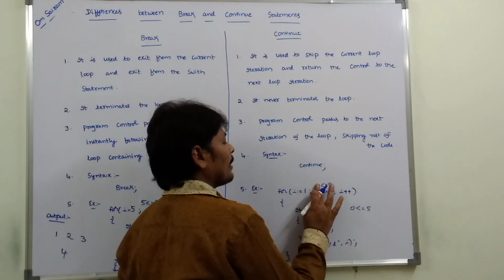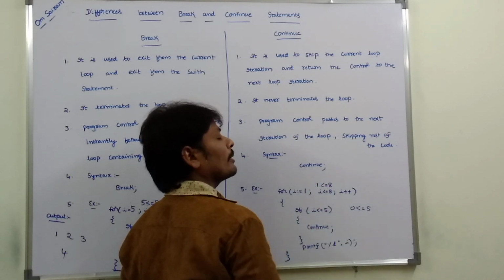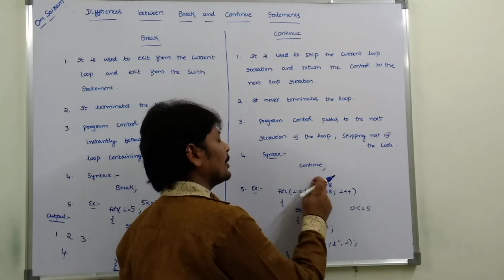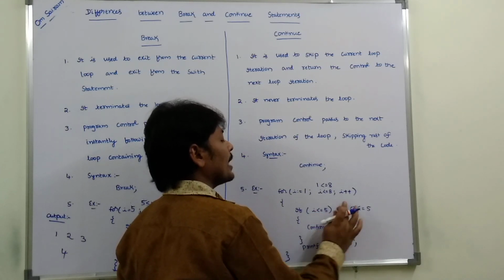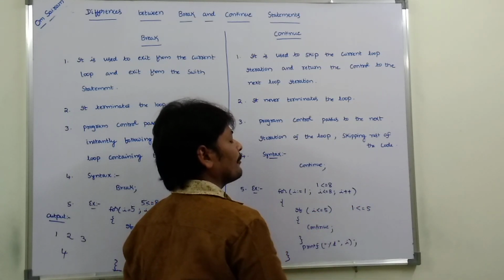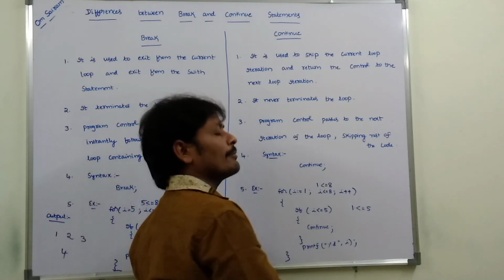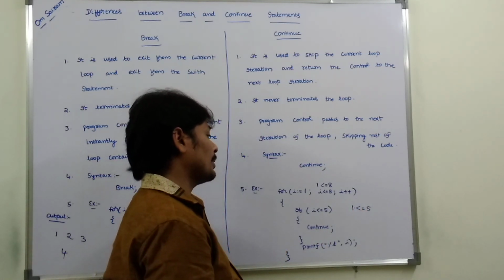Next iteration, I value is incremented. Now I value is 1. So 1 less than or equal to 8. So condition true. The control goes to the body of the loop. Here, 1 less than or equal to 5.